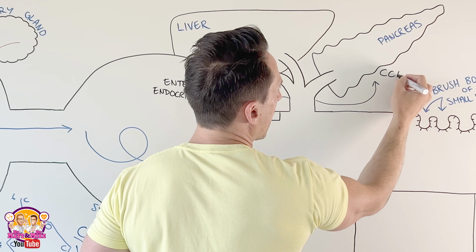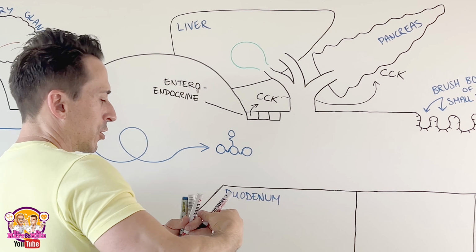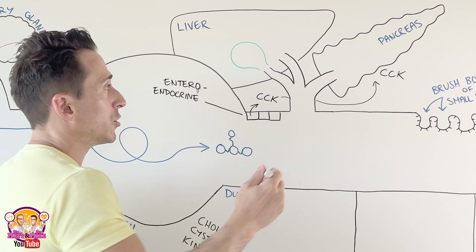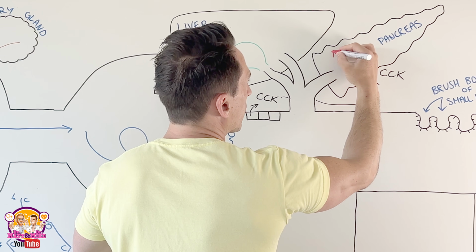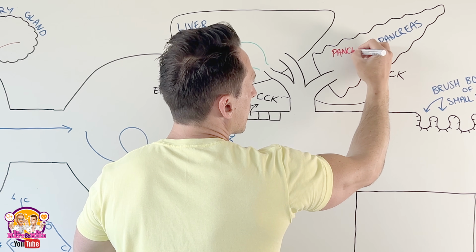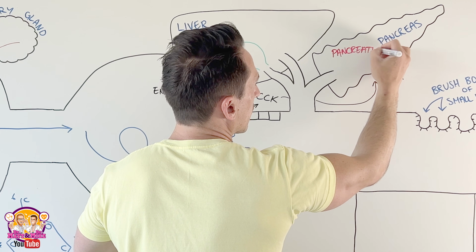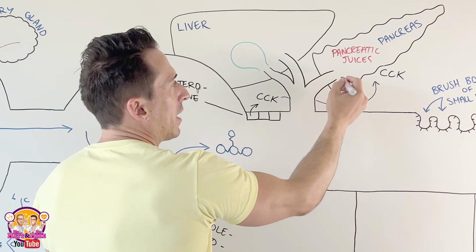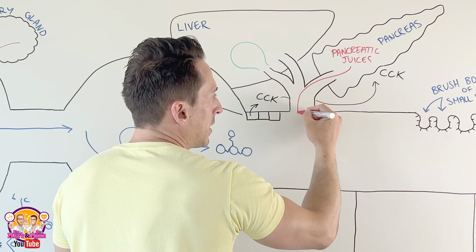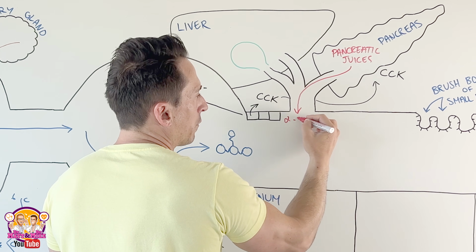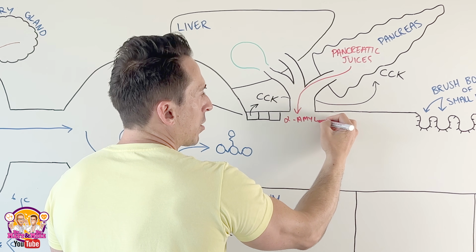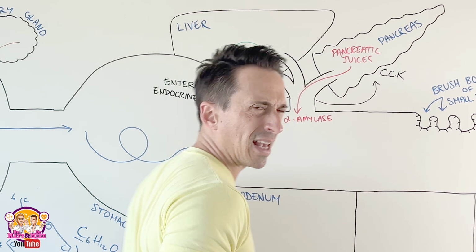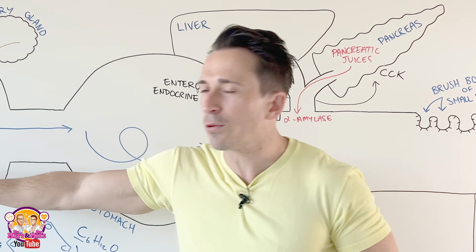And CCK triggers the pancreas to release its pancreatic juices. Now, these are enzymes. And one of the important enzymes that it releases is alpha amylase. And you might think, we've already released alpha amylase. We released it in the oral cavity.